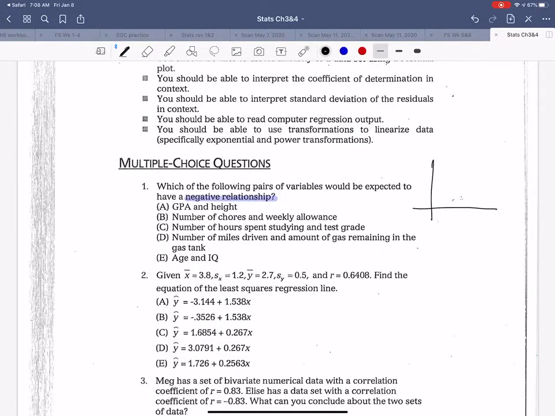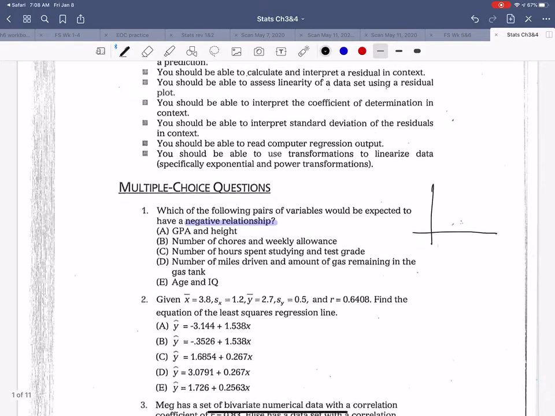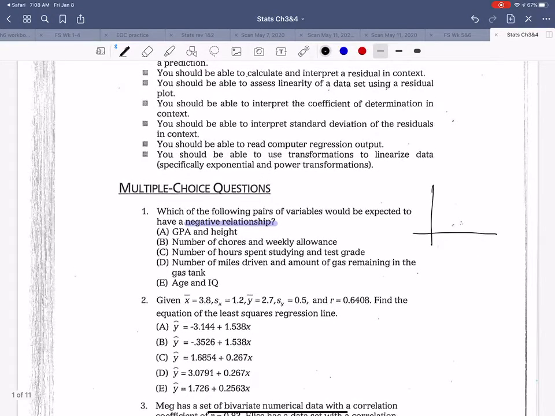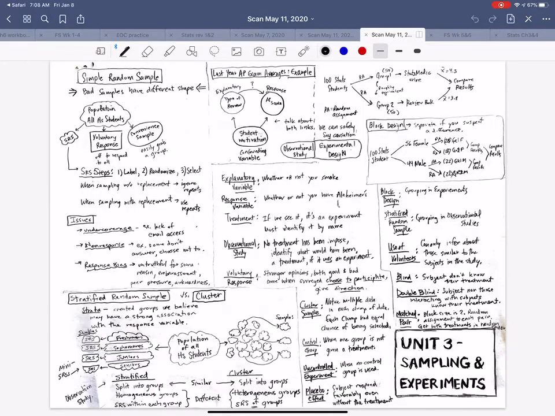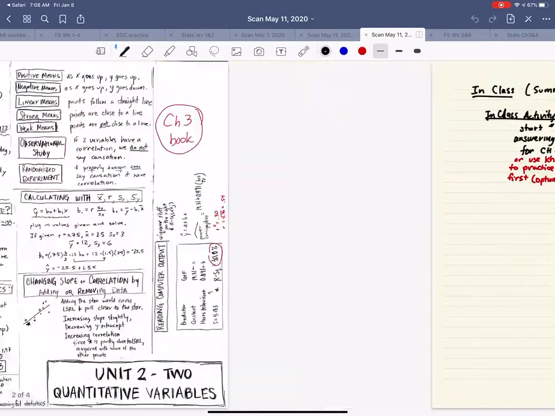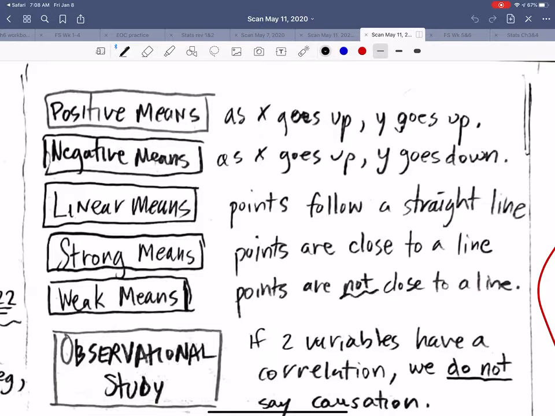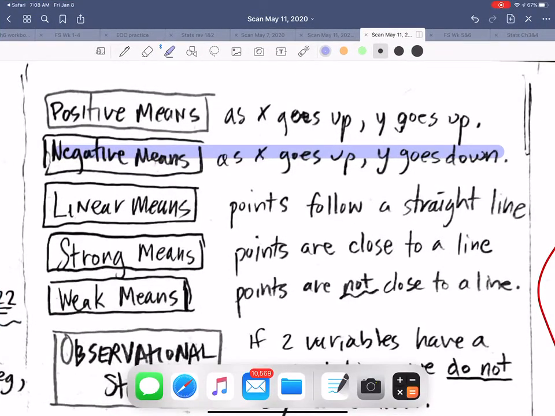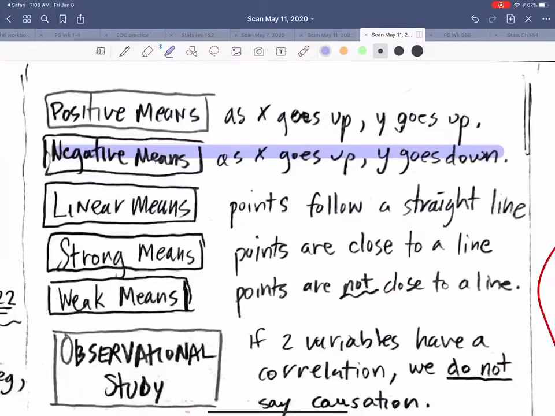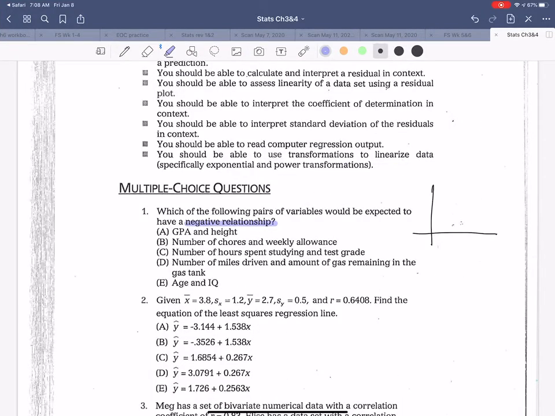Okay, so as we review this, the first question says the following pair of variables would be expected to have a negative relationship. So on our cheat sheet, we look at here, it says negative means as x goes up, y goes down. So we're looking for an answer that matches that, right? So we see that choice D.